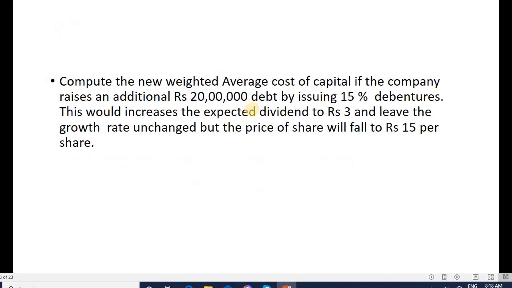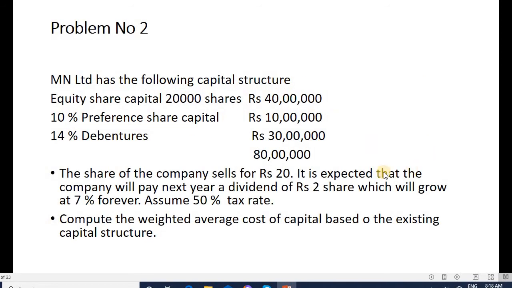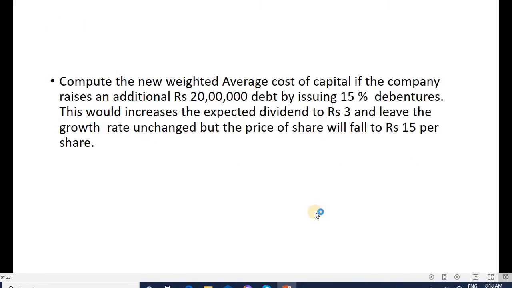So in the problem they have given this would increase the expected dividend to rupees 3. First it was rupees 2, and now because of raising the additional debt capital of 20 lakh, the dividend expected is rupees 3. Leave the growth rate unchanged, means 7% is only the growth rate, but the price of the share will fall to rupees 15. In previous it was 20, now the price of the share has fallen to 15.